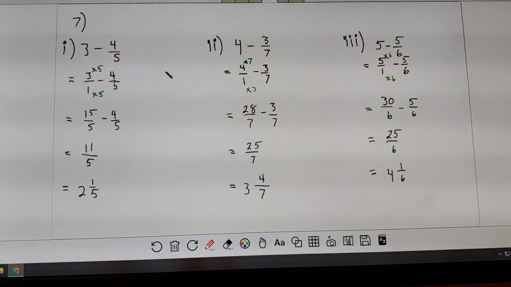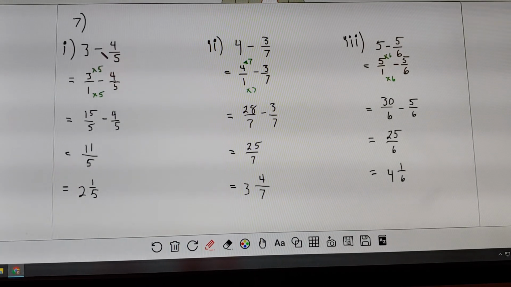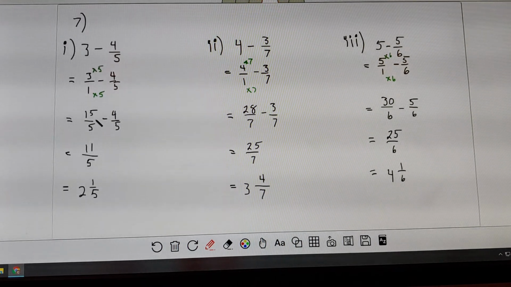7. Here's the one where I had the homework up on the last lesson that I was warning you about, where they give you a whole number, subtract a fraction. So first thing, we're going to get the whole number into a fraction by putting it over 1. Okay, common denominators multiplied by 5. So that's where this comes from. 15 take away 4 is 11. I can get 2 groups of 5 out of this, leaving me with 1 left over, so 2 1/5.